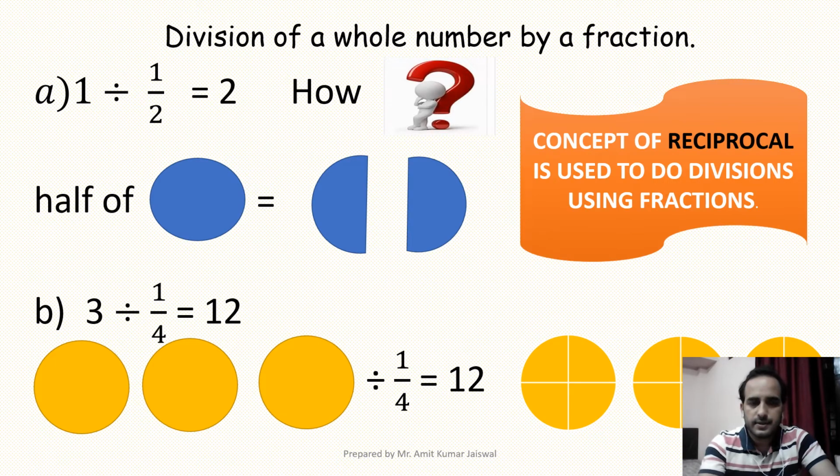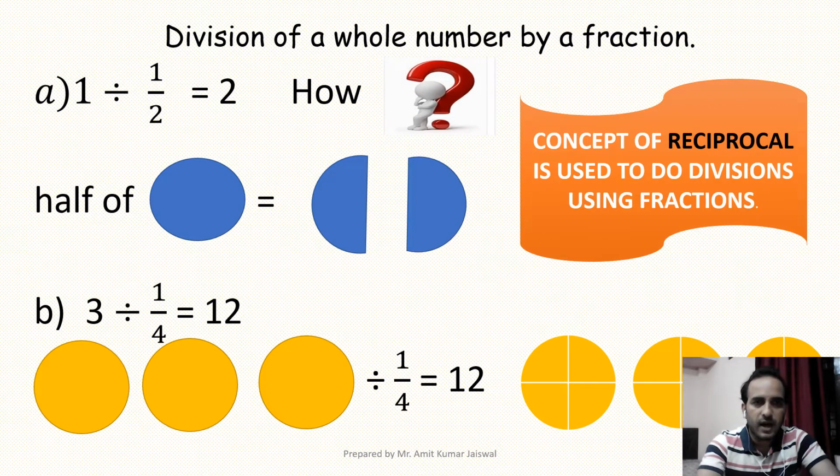So let us discuss now division of a whole number by a fraction. Part A is showing 1 divided by 1 by 2. 1 is a whole number and 1 by 2 is a proper fraction, and we see the result is 2, but how? You can understand it by the pictorial depiction here.